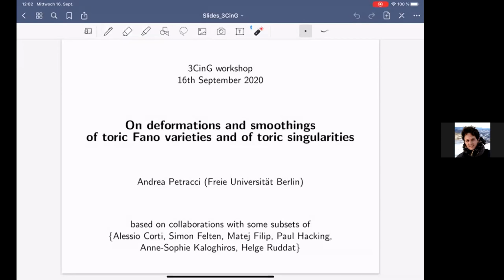In this talk, I just want to recap what we know about deformation and smoothings of toric Fano varieties and toric singularities. So this talk is based on collaborations with different subsets of the following people: Corti, Felten, Filip, Helge, Kaloghiros, and Ruddat. And I will mention these people along my talk.